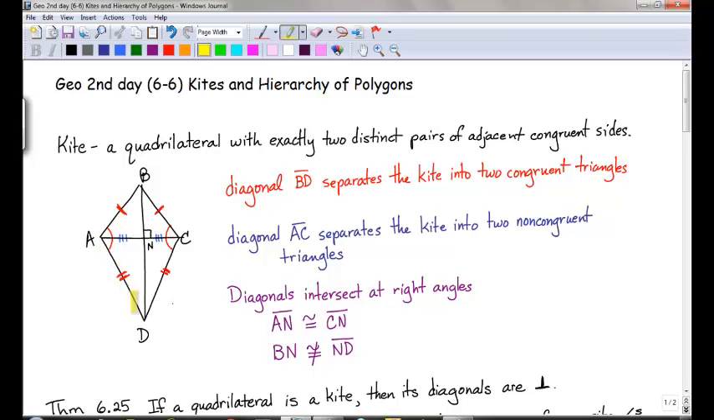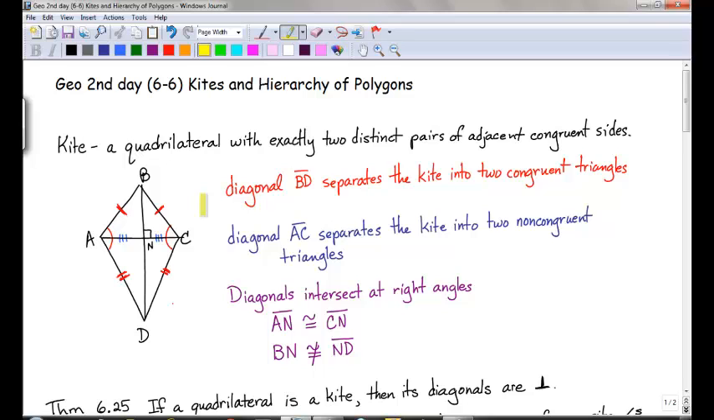And then this side is congruent to this side, so AD is congruent to CD. But AD is not congruent to AB. They are not the same length. AB is congruent to BC. So you draw a kite. It's a quadrilateral with exactly two distinct pairs of adjacent congruent sides. Make sure you draw the picture.